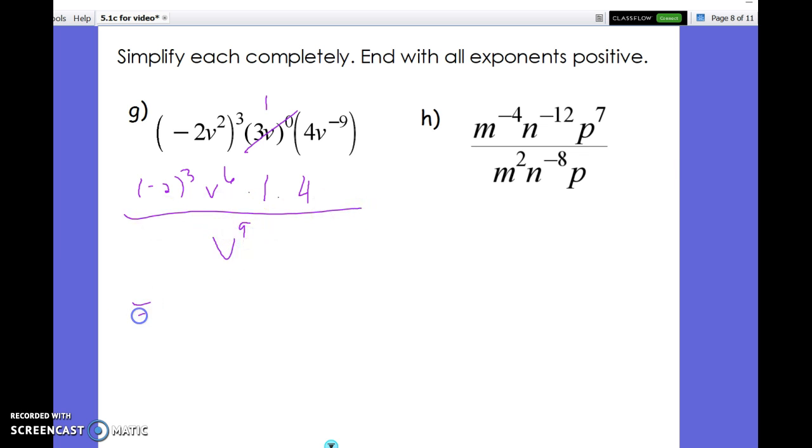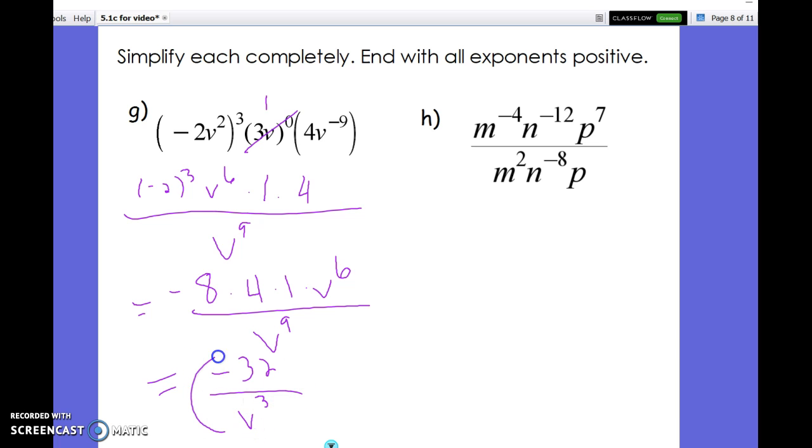Since it's negative, we can go ahead and put that in our denominator to make it v to the +9th. All right, well, -2 times -2 times -2 is -8. Then we've still got 4 times 1 times v to the 6th. So again, I just reordered all of my terms. Well, -8 times 4 times 1 is just -32. And my v's are going to simplify down to v to the third. So -32 divided by v cubed is our final answer. Okay, this would be a good time to pause and maybe try letter H for yourself.